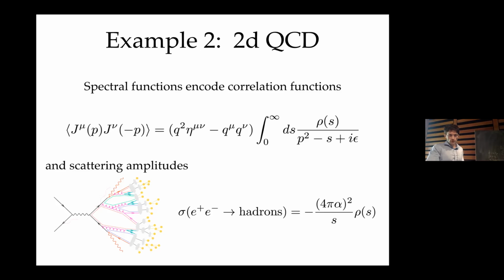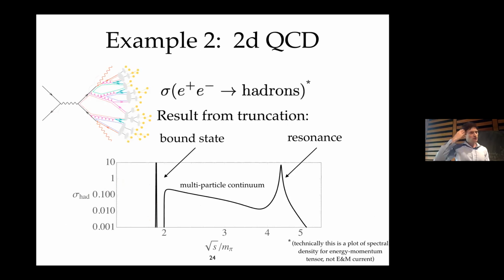All right. So here's just another example of the kind of thing you can get from truncation. Here is the spectral density for the current in this theory, and you see it has various interesting features. It has the bound state that we talked about. It has a multi-particle continuum that turns on at twice the pion mass, and then there's actually a resonance, an unstable state, a little bit higher. So this is not a cartoon. This is a result of a numeric computation.